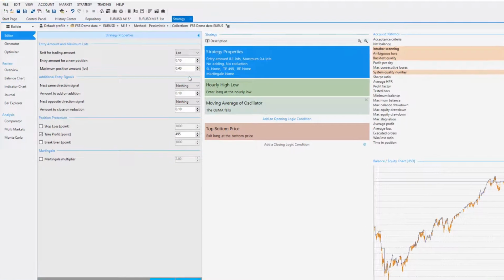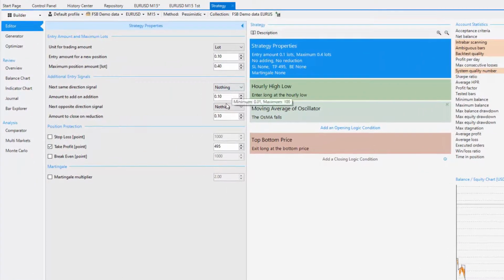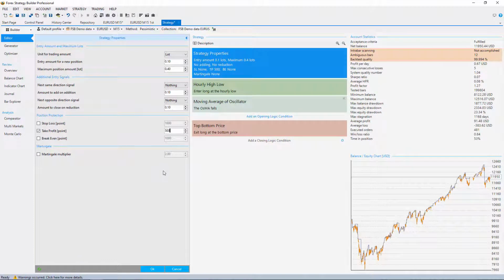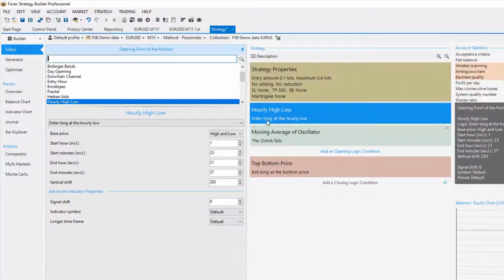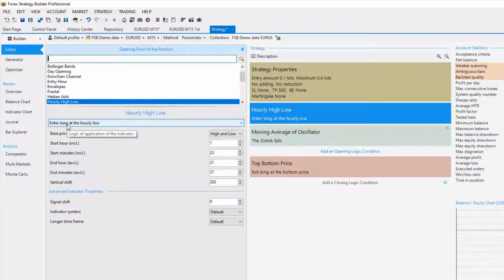In the strategy properties, we don't add to the position, we don't reduce the position. There is a take profit of 49 pips and a half, or 495 points. Let's see if I increase that to 50 pips, if the strategy will change drastically. Not really, so I'll keep it to the round number. Then what we have is the hourly high low, and it says that we should enter long at the hourly low, okay, the lowest point of the hour.